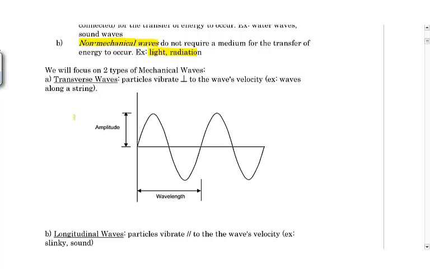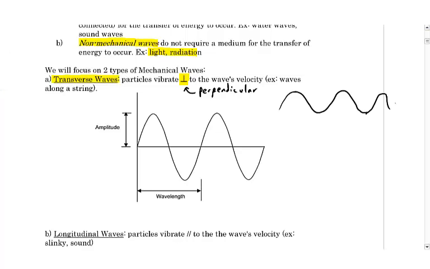And there are two types of mechanical waves you need to be familiar with. The first is a transverse wave, where the particles are going to vibrate perpendicular. That symbol doesn't print out very well, but that's perpendicular to the wave's velocity. In other words, an ocean wave is a good example of a transverse wave.